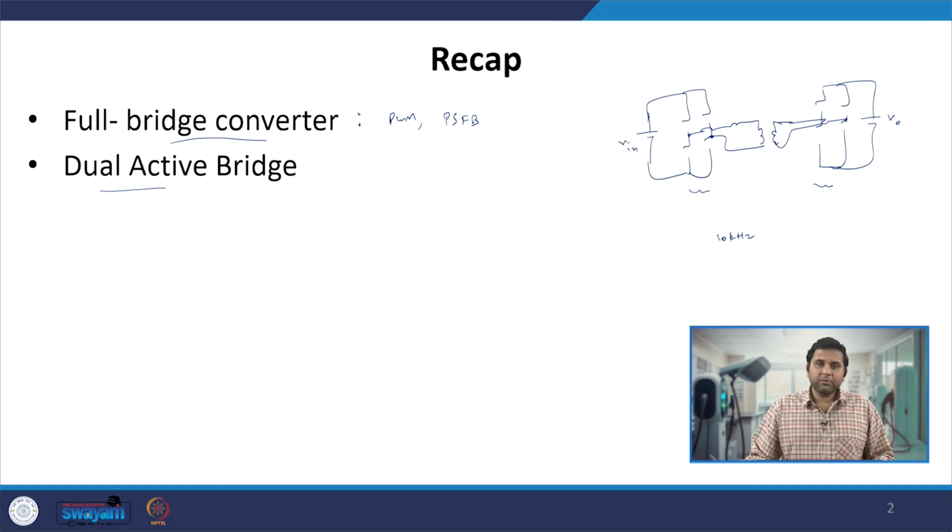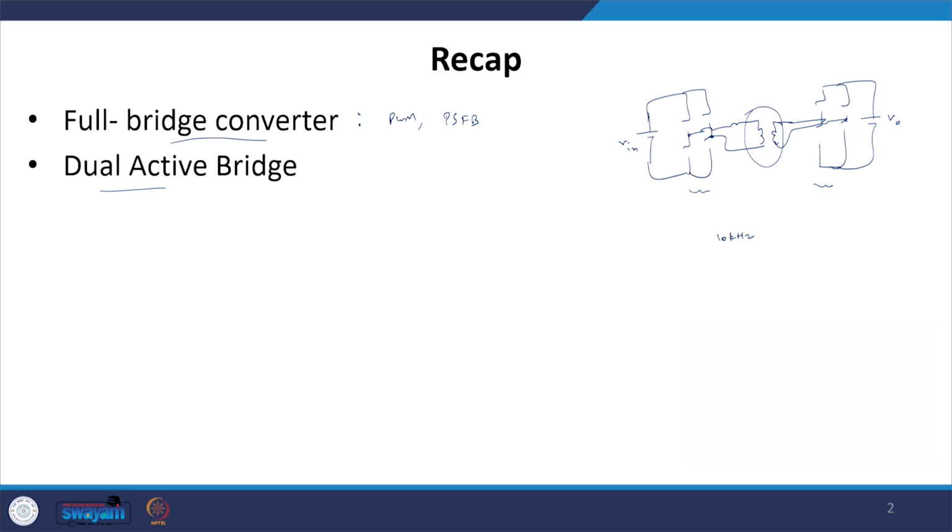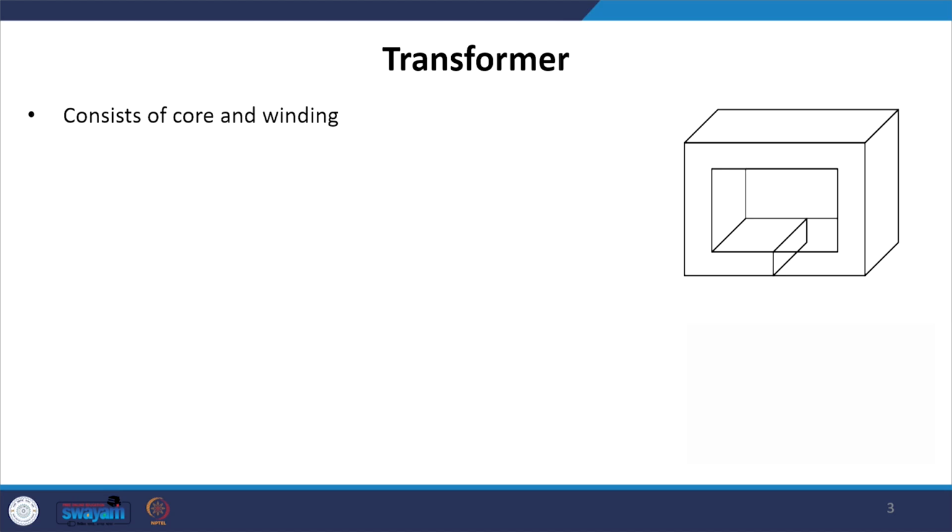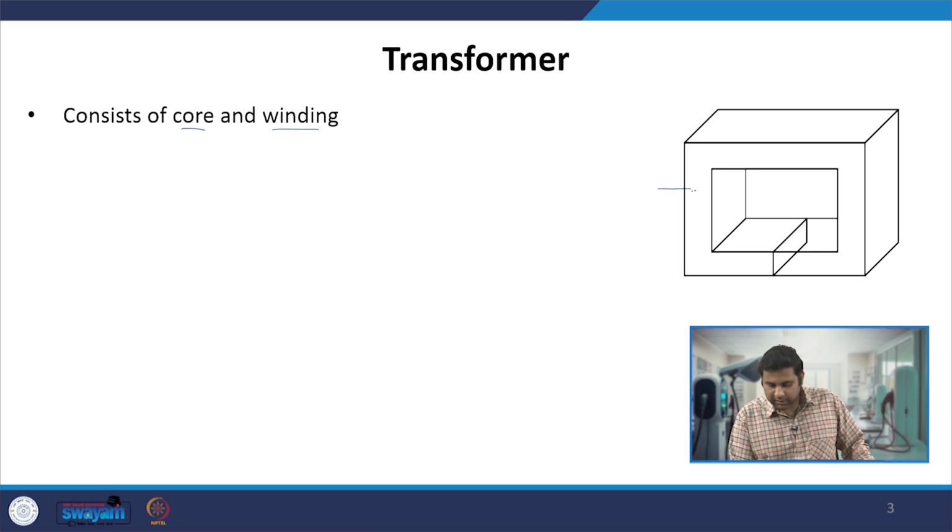So let us try to understand what goes into designing this transformer, what one needs to understand, and what the procedure is to physically realize it. In our undergrad courses, we have already studied transformers. A transformer basically consists of a core and a winding. The core is made up of ferromagnetic materials, and the windings are wound onto it in this manner, and finally it comes out like this.